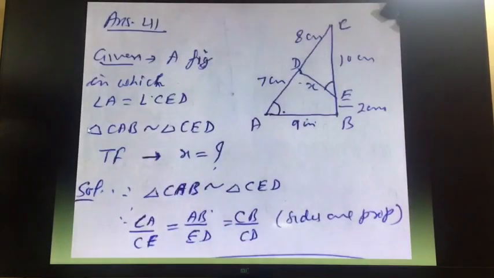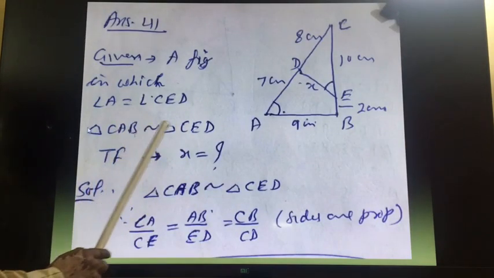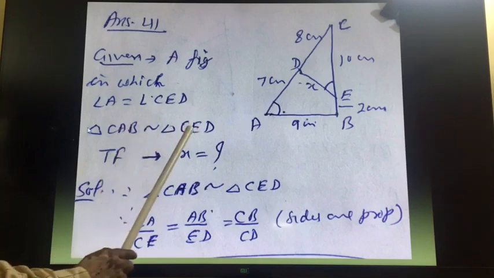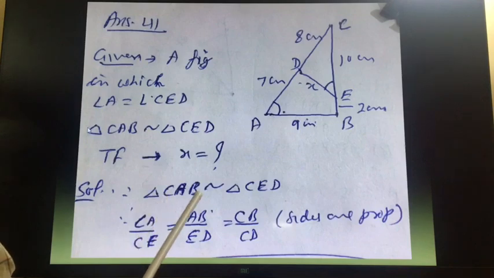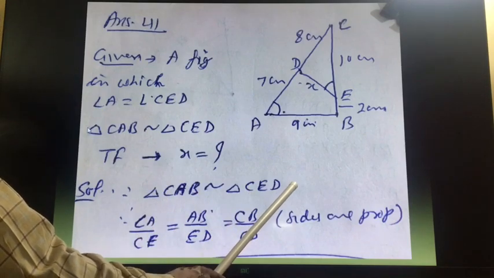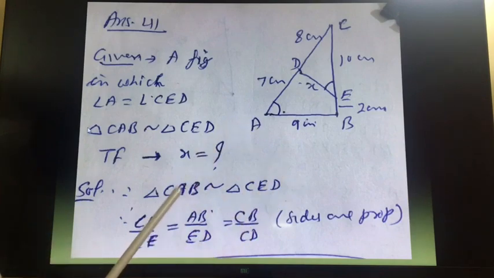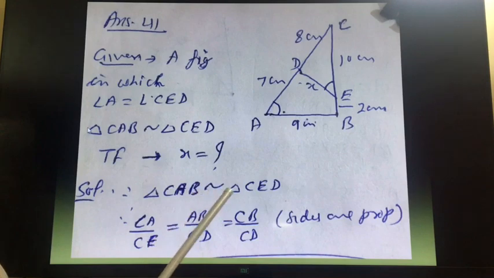Once again, those triangles which are similar are given: triangle CAB is similar to CED. So we will start from here. Triangle CAB is similar to triangle CED. It is given, and if triangles are similar, then sides are proportional. So we can write CA upon CE is equal to AB upon ED is equal to CB upon CD. Right? Sides are proportional.